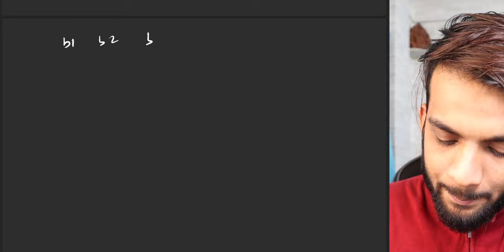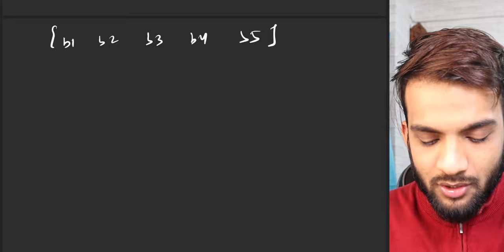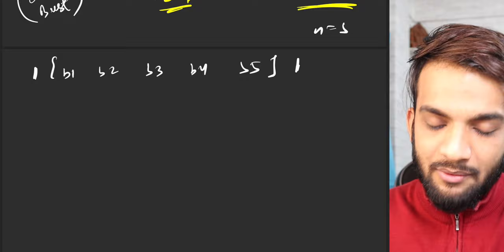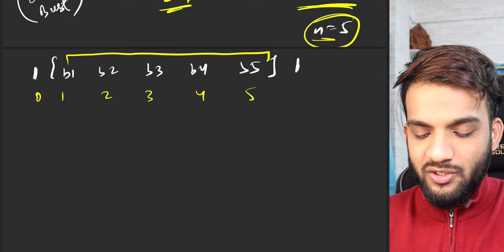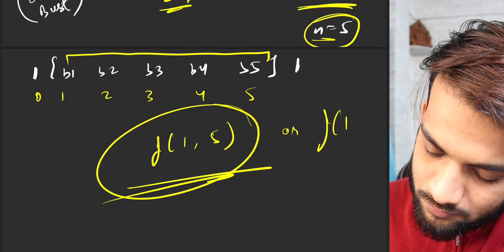So B1, B2, B3, B4, B5. Now, as I said, the first thing that you'll do is add 1 and 1. So these are 5 balloons, definitely N will be 5. If I write down the index, it will be 0, 1, 2, 3, 4, 5. If N is 5, the first range you'll be looking to solve will be F of 1, 5. This is the subproblem that you're looking to solve.